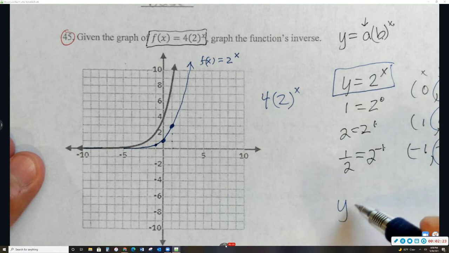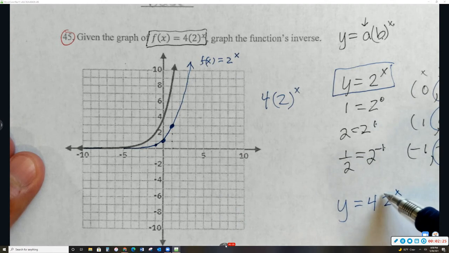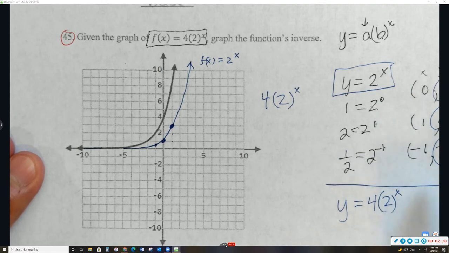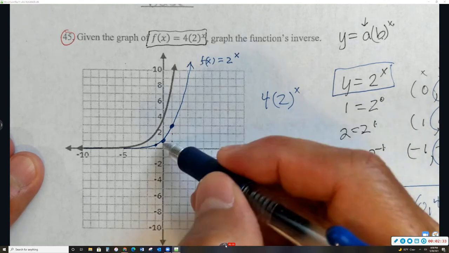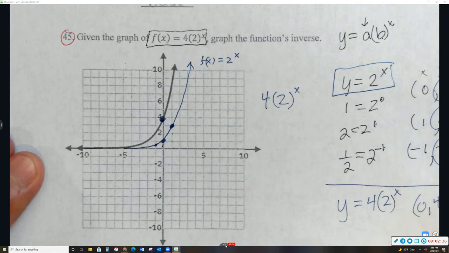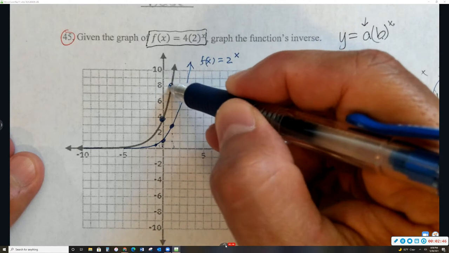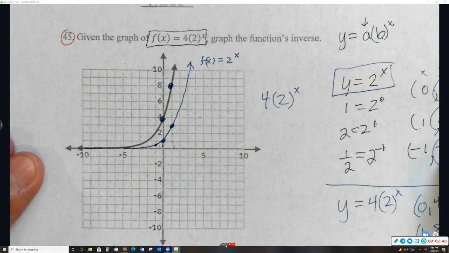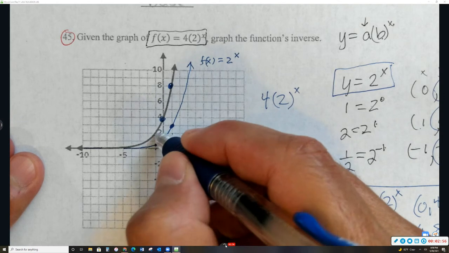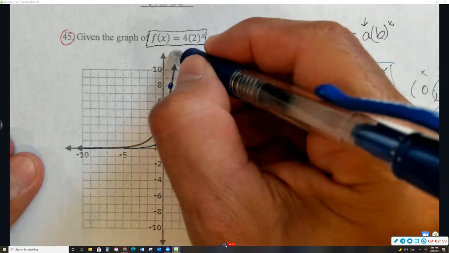So what they're really doing is taking these y values and multiplying by 4. So when you have this, instead of having 0, 1, we have 0, 4. And look at the graph, 0, 4 is there. Instead of having 1, 2, it would be 1, and then multiply this by 4, 8. Here's 1, 8. And instead of -1, 1/2, when you multiply 1/2 by 4, you get 2. So -1, 2. Here's -1, 2. And that's this graph.